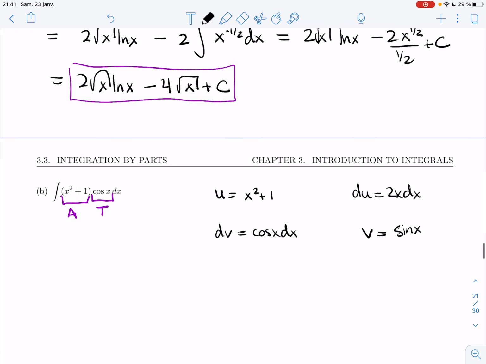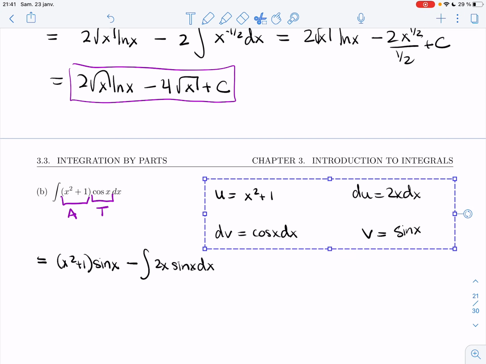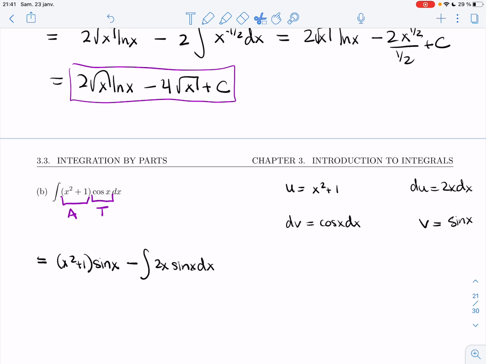All right, and so we get x squared plus 1 times sine of x minus the integral of 2x sine of x dx. All right, so let me move this a bit so I have more room. Let me shrink it a bit. Yep. All right, so this product minus this product. Now I have a new integral.